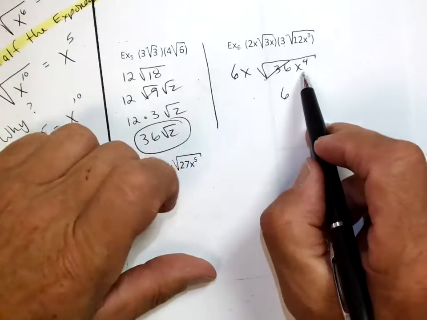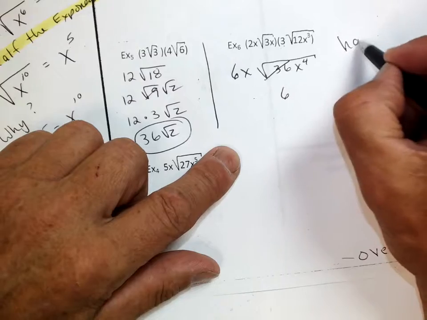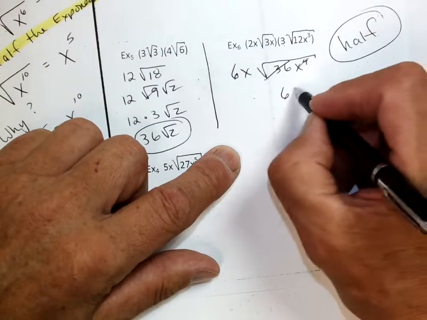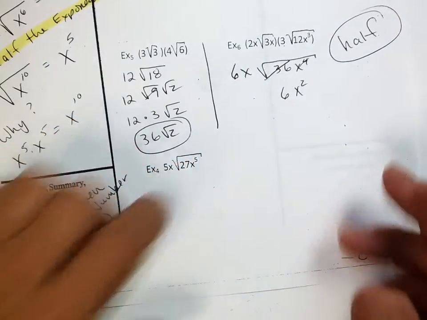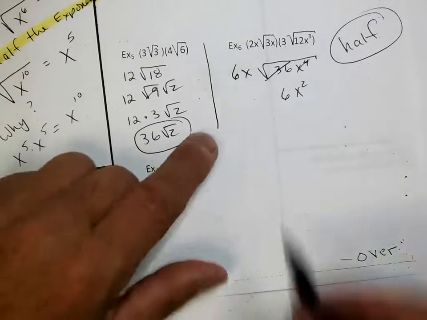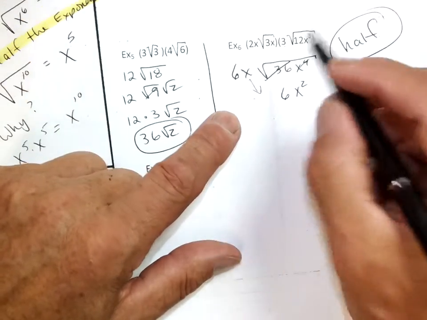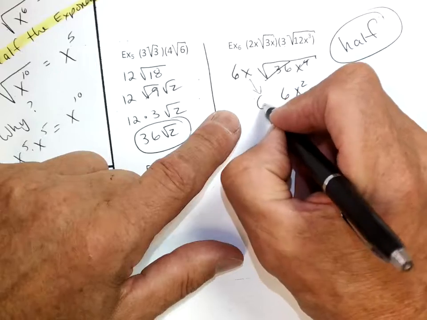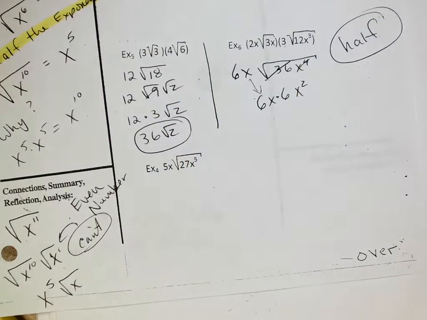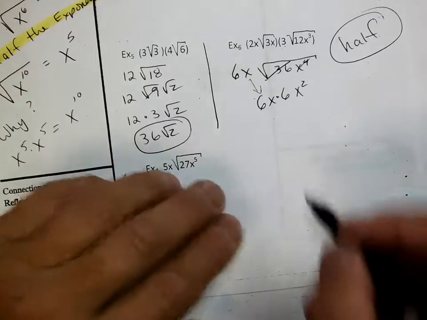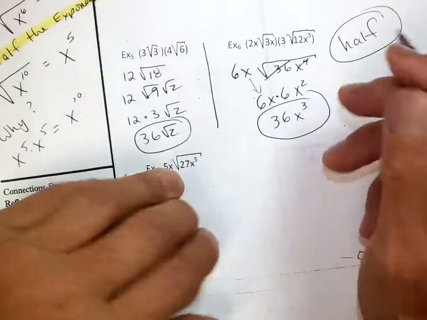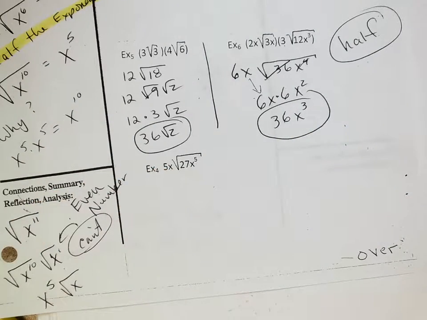And what about the x to the 4th? Take half of it, half the exponent. So we get x to the 2, right? And there's nothing left inside. Everything's been taken out of the square root, so you're just going to slide this 6x down in front. And they're together, right? If they're together, we're going to multiply them. So I'm going to get a 36x cubed. Okay, a little bit harder. Not too bad. Okay.